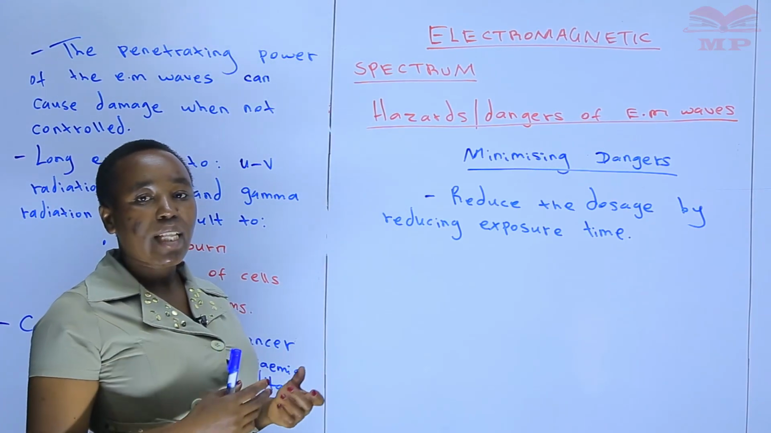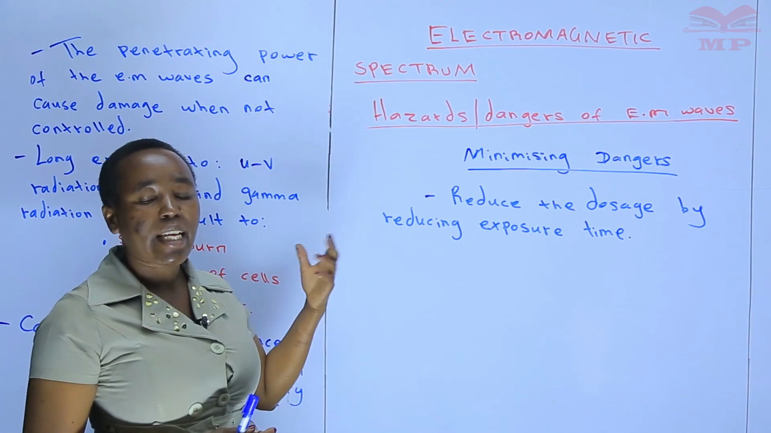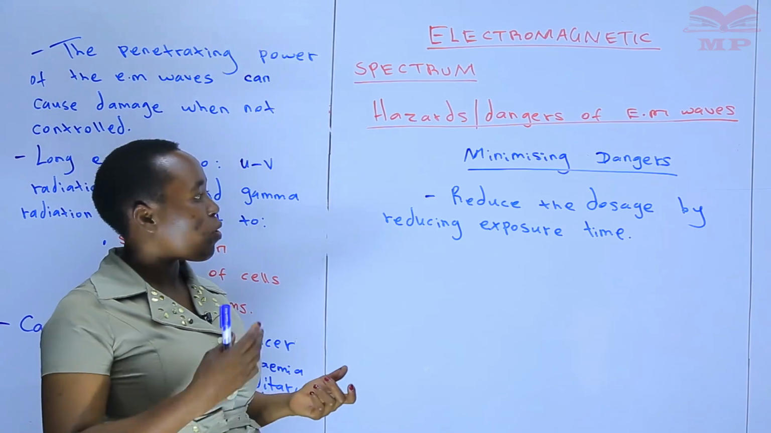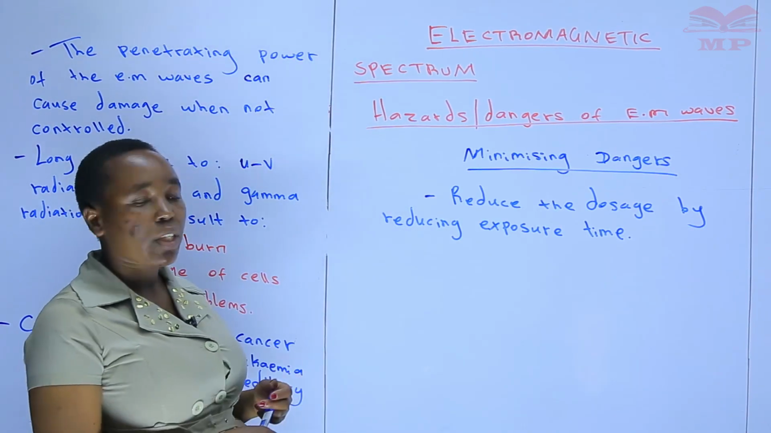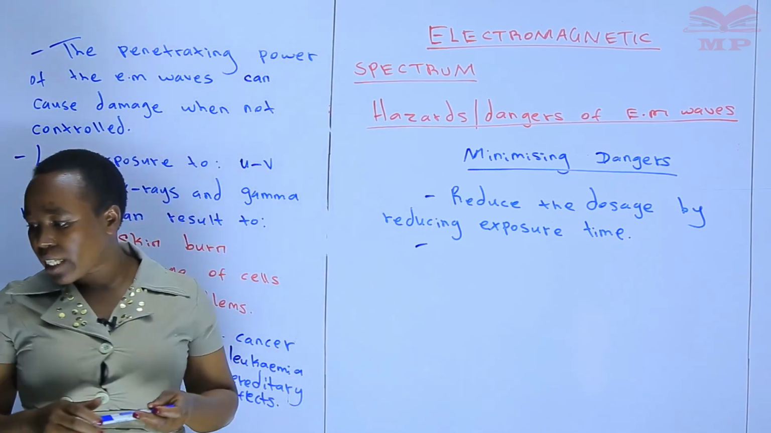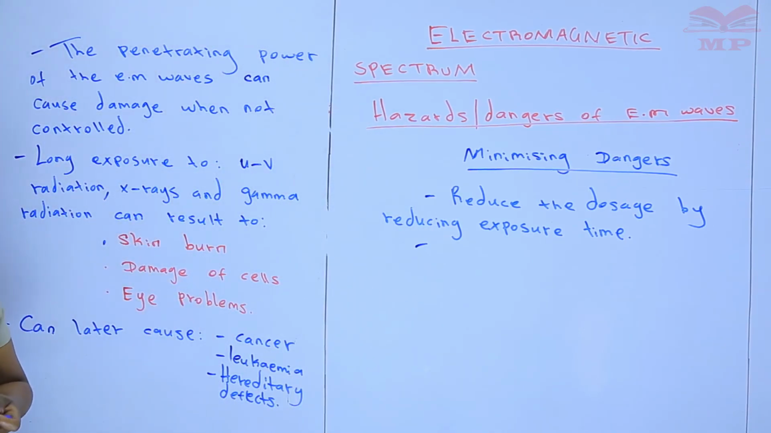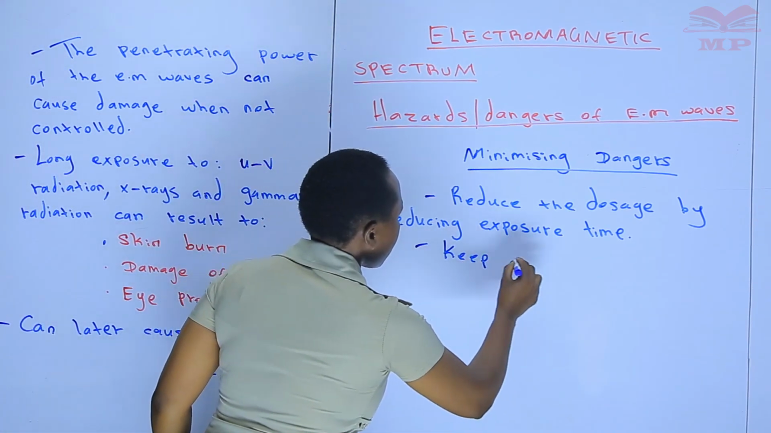And that's why you find that some of the people who undergo the chemos even lose their hair. Some of them, their skin is burnt due to long exposure to the radiations. Then one other way of minimizing those dangers is to keep a safe distance from the radiation.